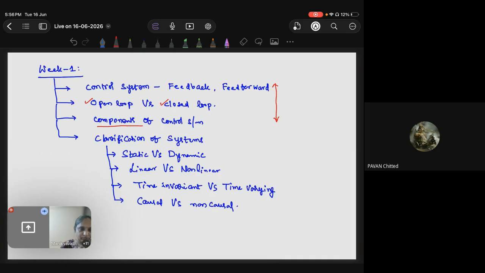So in this live session, I'll take linear versus non-linear. In the next live, I'll cover the other 3, particularly based upon the problems. Just knowing the definition may not give you the right thing, so if you solve more examples, that will be more useful to you. So let me start with linear versus non-linear.